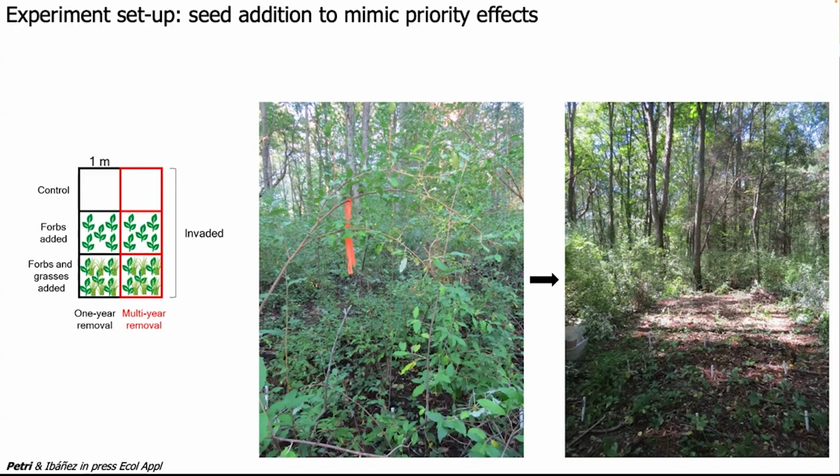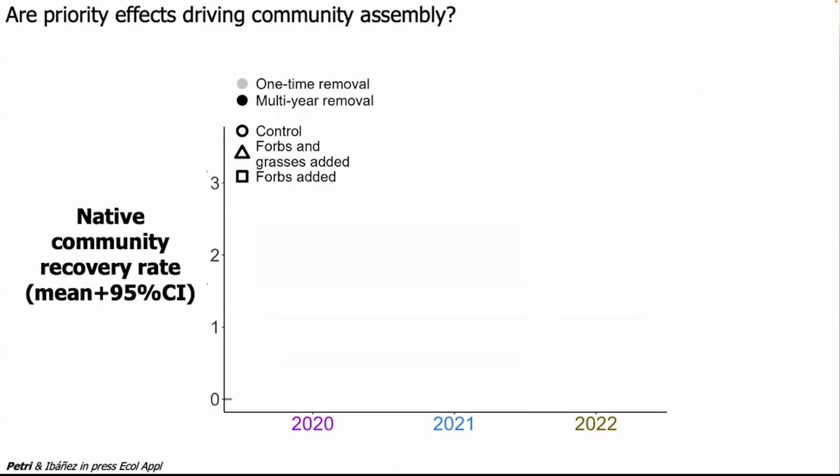So the next graph is going to be a little busy. So I'm going to show an empty graph and tell you what's going to come next, and then I'm going to show the busy graph, okay? What we have here is native community recovery rate, and that's going to be a mean and 95% credible interval, on our y-axis. And the x-axis are the 3 years that I did monitoring in that area. I established most of everything in the fall of 2019, removed everything, seeded, so then the species would be acclimated in the winter, and then I monitored that for 3 years.